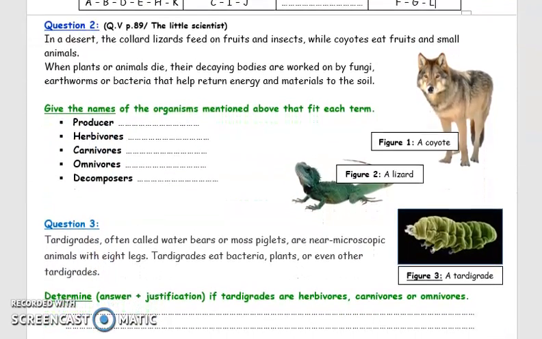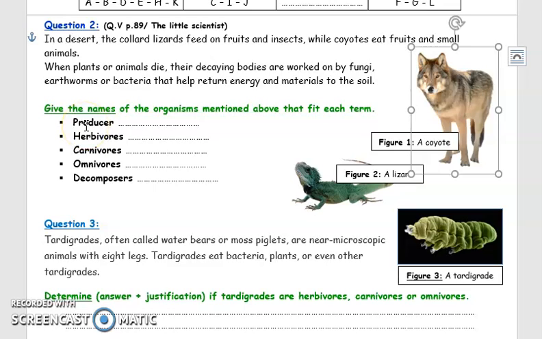Question number 2. In a desert, the colored lizards, this is a lizard, feed on fruits and insects, while coyotes eat fruits and small animals. When plants or animals die, their decaying bodies are decomposed by fungi, earthworms, or bacteria that help return energy and materials to the soil. Give the names of the organisms mentioned above that fit each term.